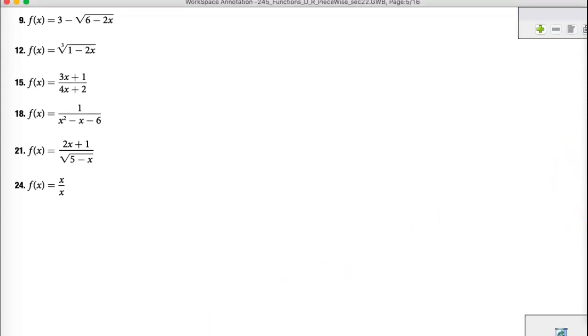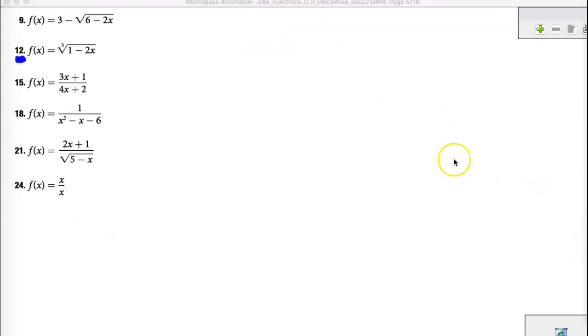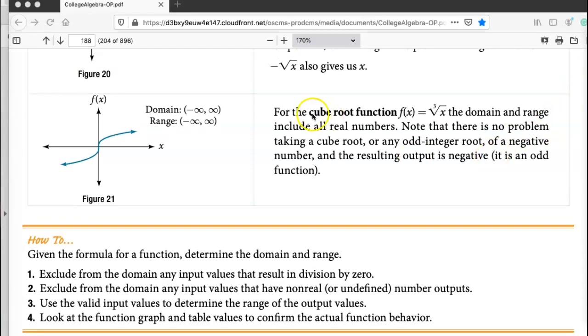In this particular case, let's take a look at number 12. 12 is a cube root function, and they're just asking us to find the domain, and to use interval notation. So let's read the directions. When you take the cube root, that's our parent function.